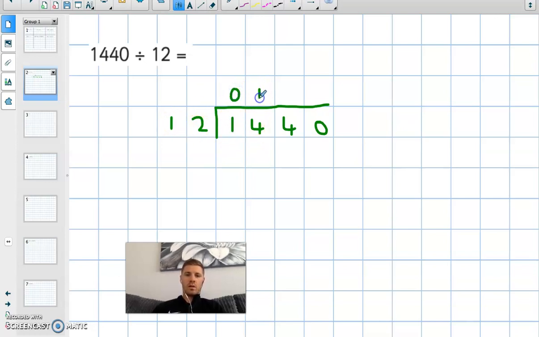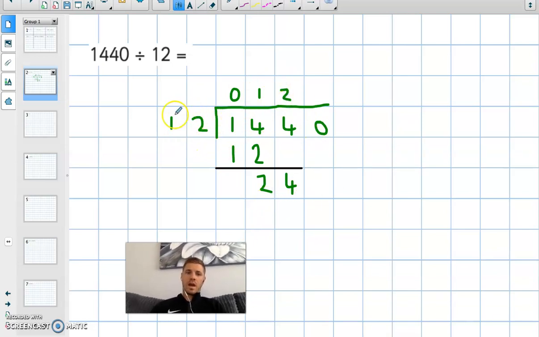We know there's 1. And then we put our 12 below our 14, because 1 times 12 is obviously 12. And then what we need to do is take 12 away from 14. So 4 take away 2 is 2, and 1 take away 1 is 0. So I won't put anything there, I'll leave it blank. And then you need to drop the next digit down, which is a 4. So how many 12s are in 24? Well, I know there's 2. And it's equally as well, with no remainders.